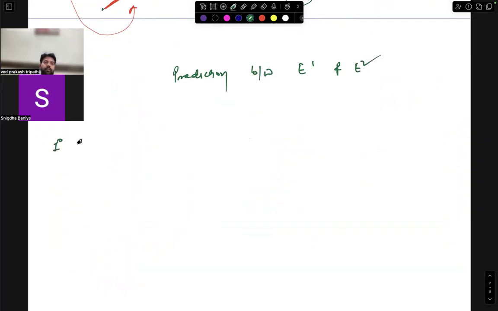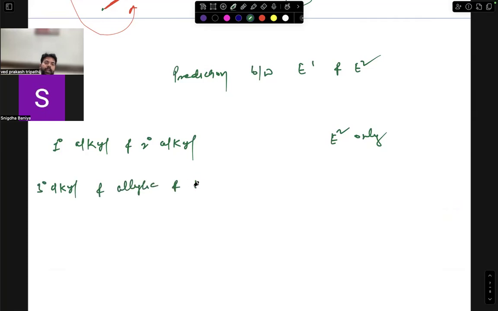So whenever we have 1 degree alkyl and 2 degree alkyl, it gives E2 only. And whenever we have 3 degree alkyl and allylic and benzylic, that gives you E1 and E2 both. And that depends on the condition, okay?